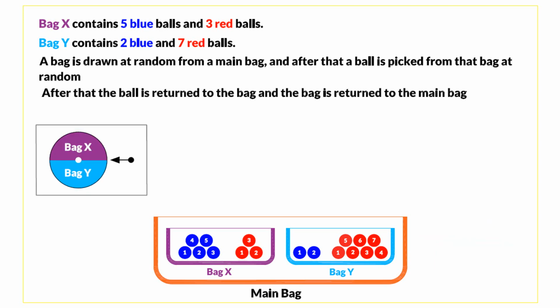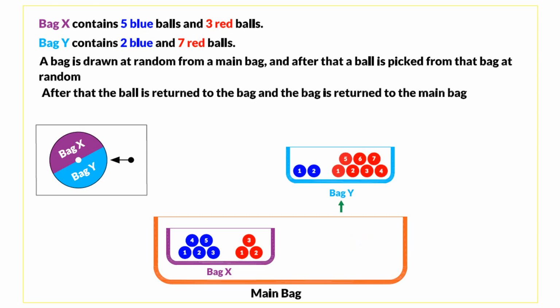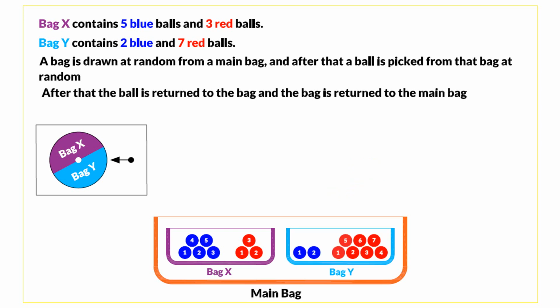We can also decide which bag to be picked up by using a spinner. So we spin the disc, and if the arrow is indicating bag Y, then we pick bag Y, and after that we pick a ball at random. We return the ball to the bag, and we return this bag to the main bag.